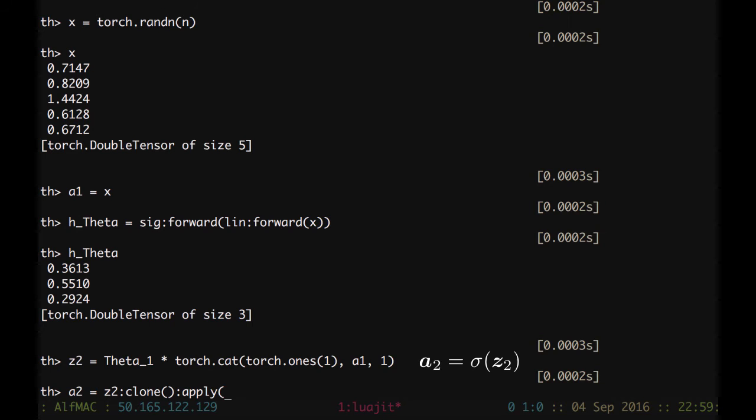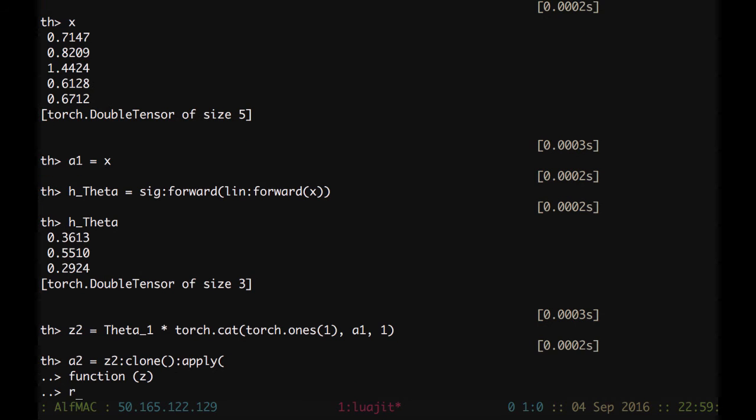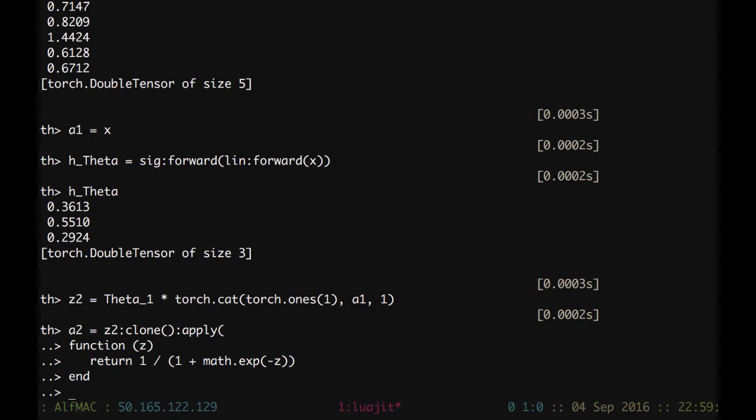So we are going to have a function of the scalar z, which simply returns 1 divided by 1 plus what? Math dot exponential of minus z, the scalar. We close this one and we end the function and we close the parentheses.